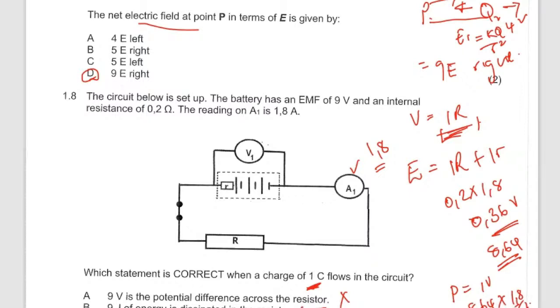And then 8.64 amps is flowing in the circuit. No, that's wrong. That is wrong. And then 8.64 joules of energy is dissipated in the resistor. No, that would make no sense.